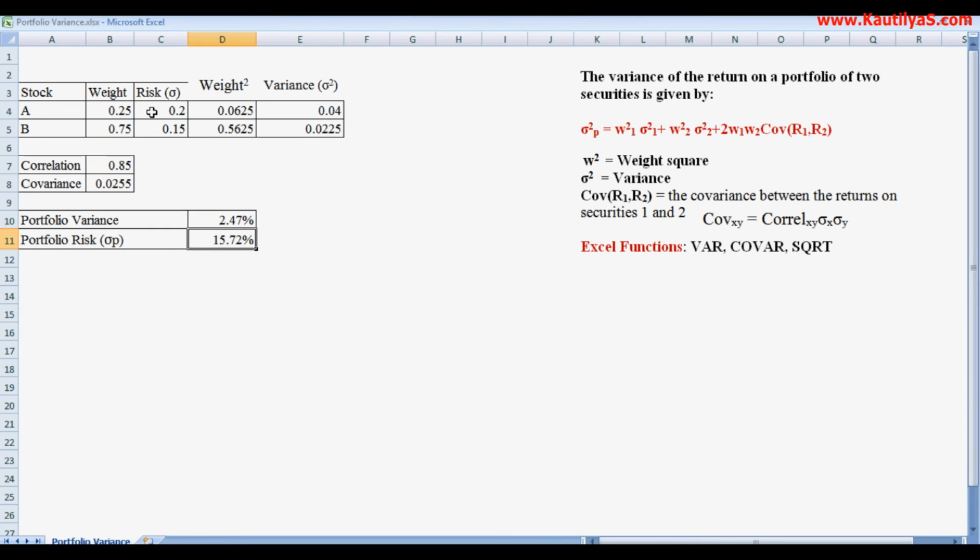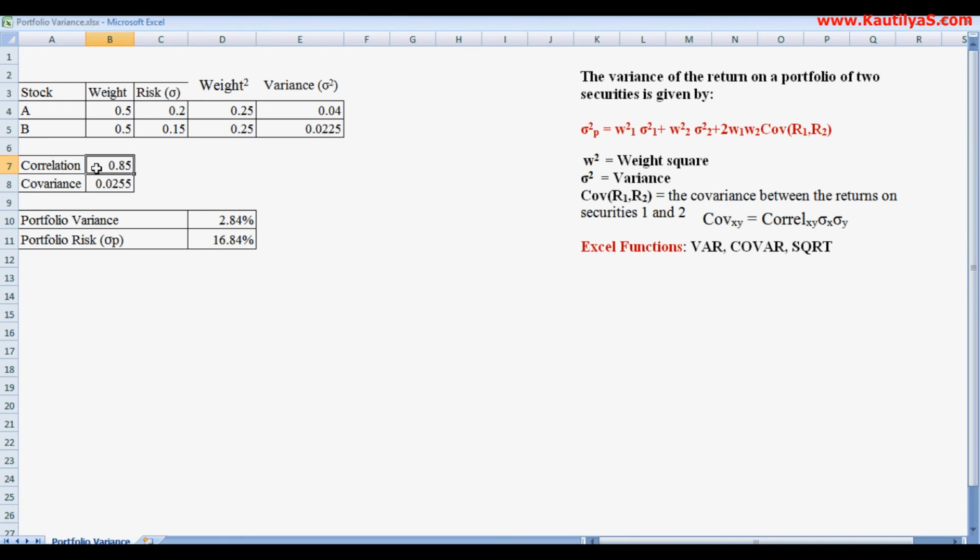Now you see what happens when you change weights. So here stock A is high risk, that is when comparing stock A and B, stock A is high risk. Now we change the proportions. In stock A we invest 75%, and in stock B we invest 25%. What happened to our portfolio risk? Portfolio risk increased. And if we change this to 50% in stock A and 50% in stock B, the portfolio risk is 16.85%.